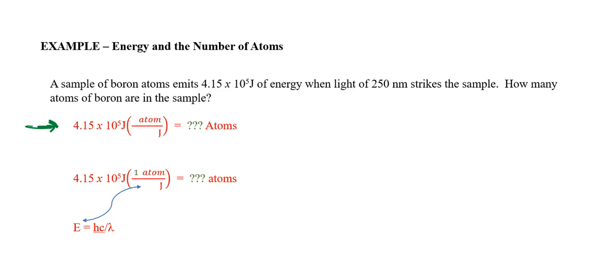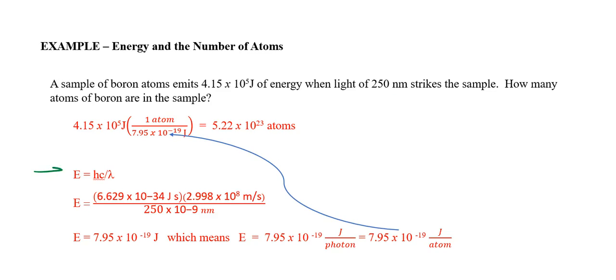How do we get this ratio of joules per atom out of the nanometers? Because if we convert that nanometers to energy, then that would be the energy per photon, which would be the energy per atom. And then we could plug that number right into our conversion factor and convert joules to atoms.